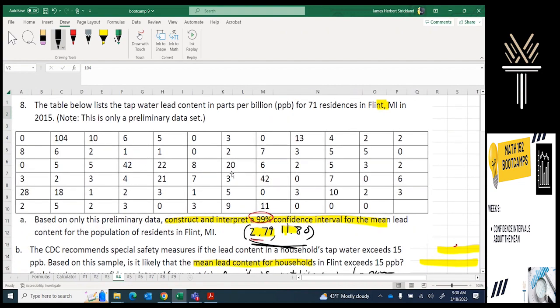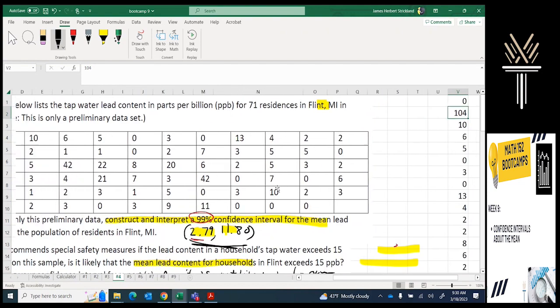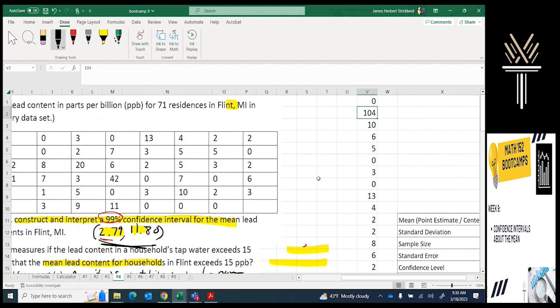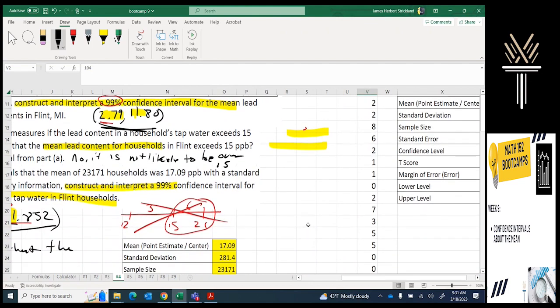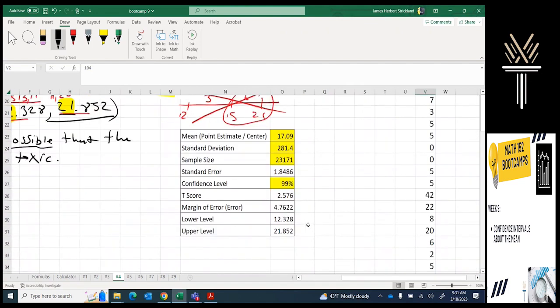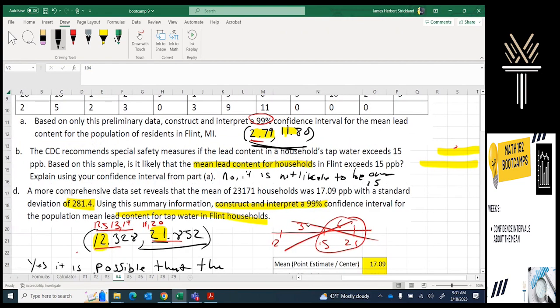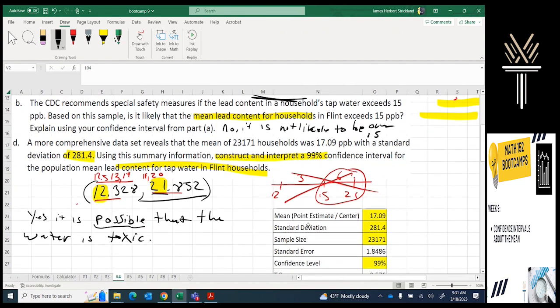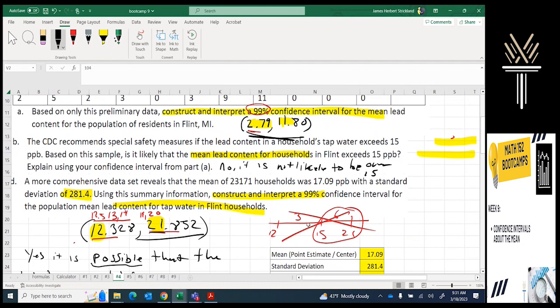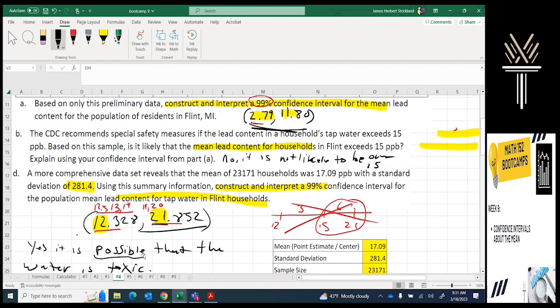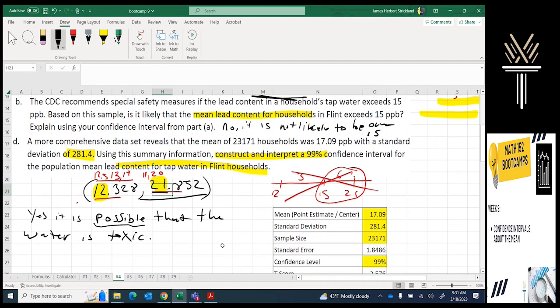And so should I necessarily go through and revamp the whole entire city's water, or should we just figure out why those particular houses have such high levels? Because that's the kind of choice that we would have to make as a business manager or city manager. But based on this information, we can conclude that it is possible that the city water is toxic. We just can't say that it is for sure.